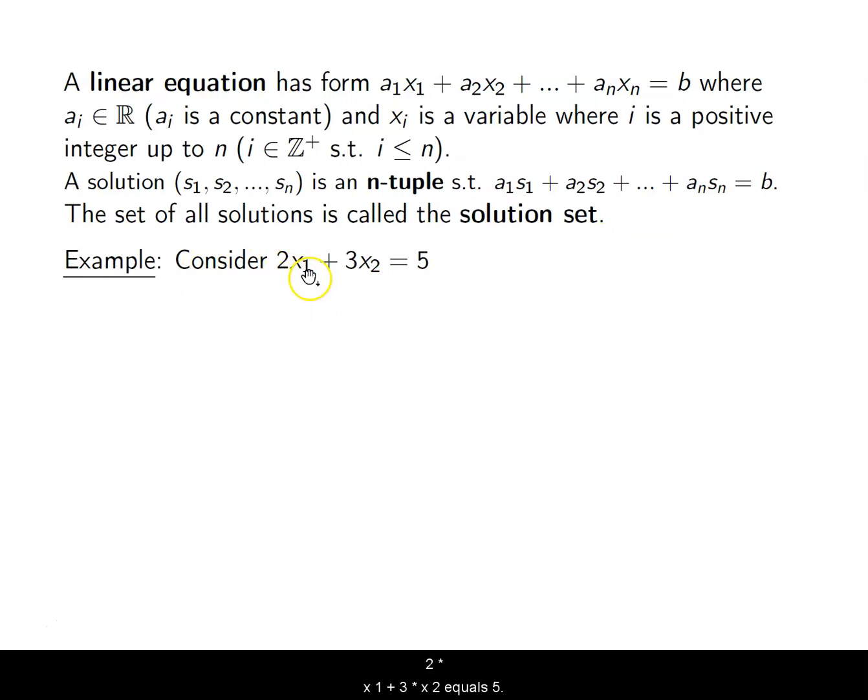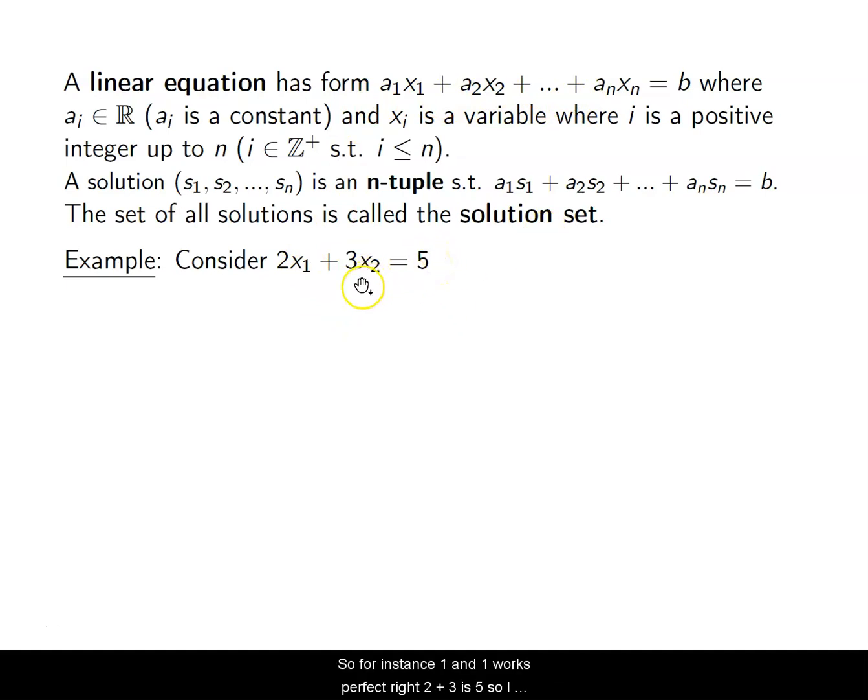Consider 2 times x1 plus 3 times x2 equals 5. A single equation, and I have two variables. You may be more familiar with this as something like 2x plus 3y equals 5. So you have two values here that change back and forth. We are not calling these x and y because we are not looking at these as an independent variable and a dependent variable. We're not looking at these as functions right now. We're looking at them as two variables that are working together to try to create 5.